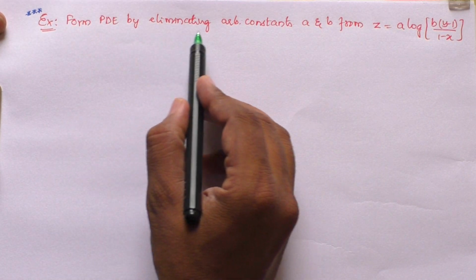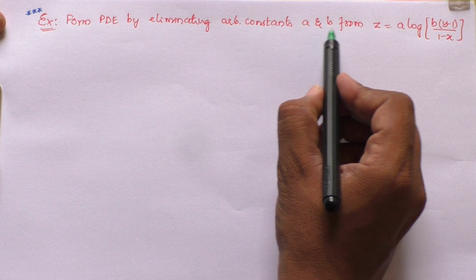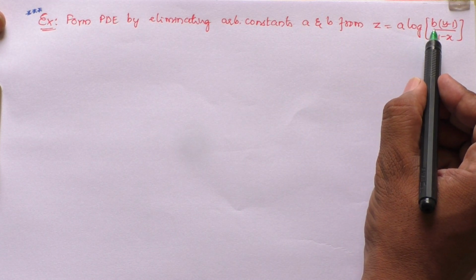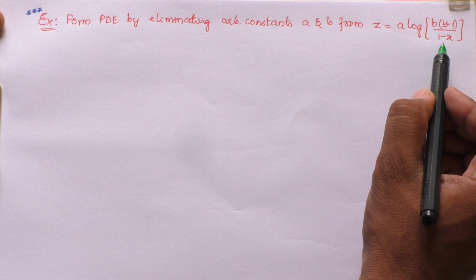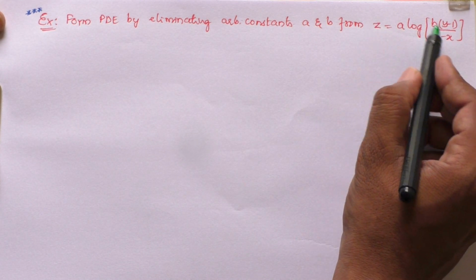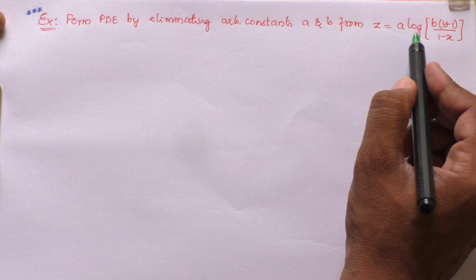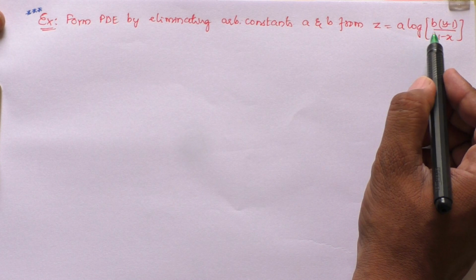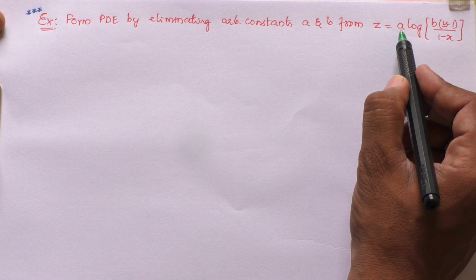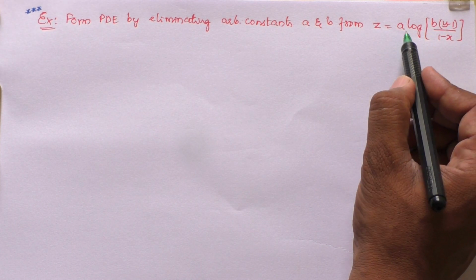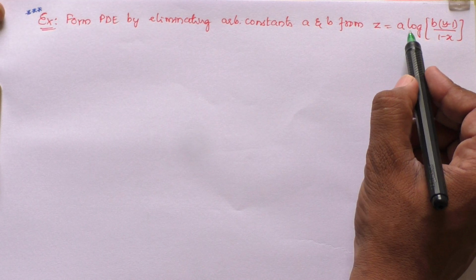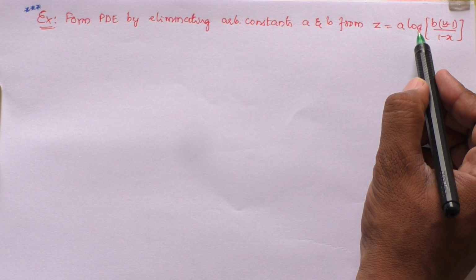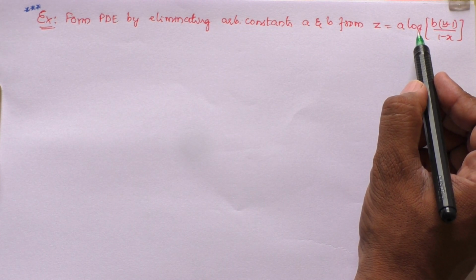Form PDE by eliminating arbitrary constants a and b from z equal to a into log of (b into (y minus 1)) divided by (1 minus x). So z in terms of x and y is given, and also it is having constants a and b. Z is a function of x and y, but it is having arbitrary constants a and b.